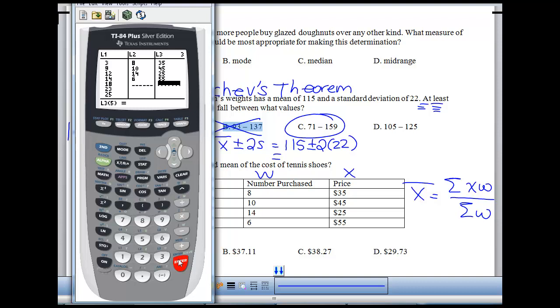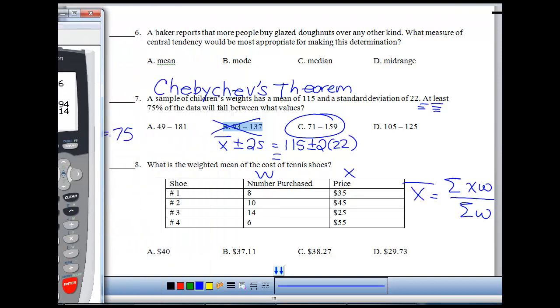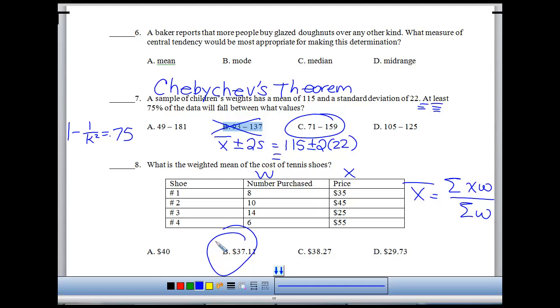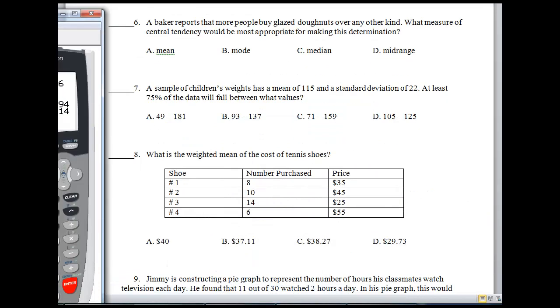When I do my one variable stats, I tell it where my x values are first. They were in L3, comma, which is right above the 7. Then I tell it where my weights are. They're in L2. And so we come up with $37.11, which is B. Weighted mean. Make sure you go back over that, not just this type of example, but the concept in general.